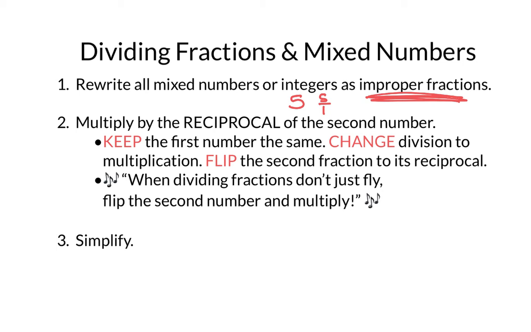All right, then our second step is we are going to multiply by the reciprocal of the second number. Some of you have told me that you like the method of keep the first number the same, change division to multiplication, and flip the second fraction to its reciprocal. So I hear you say keep, change, flip, and if that helps you remember the rules for dividing fractions, go ahead and keep using that. And then our final step, one that sometimes gets forgotten, is to make sure that we simplify our answer. So let's see what this looks like.